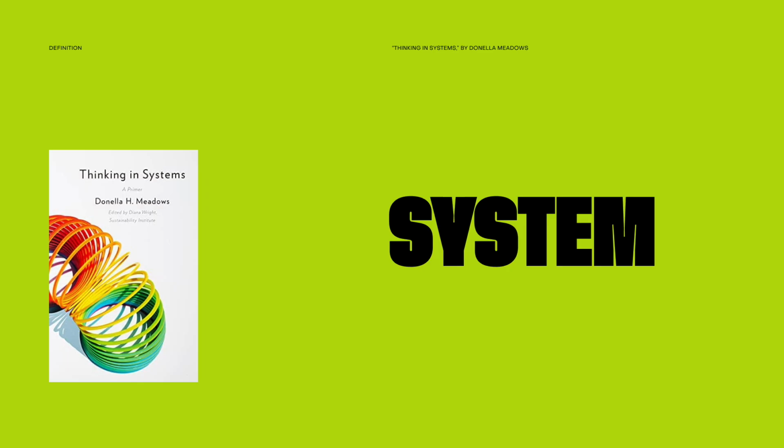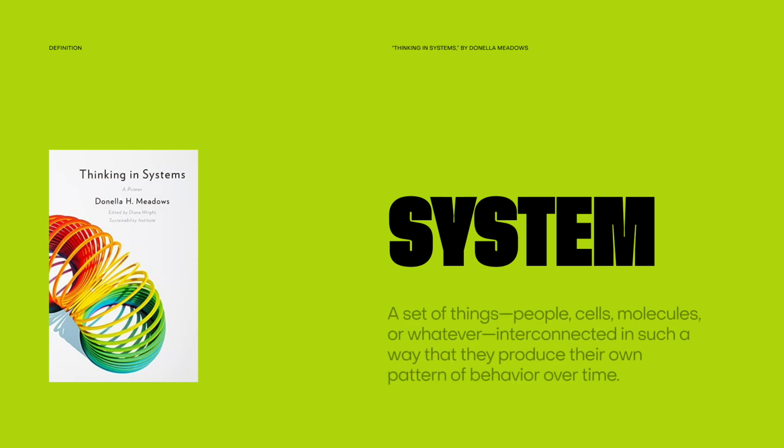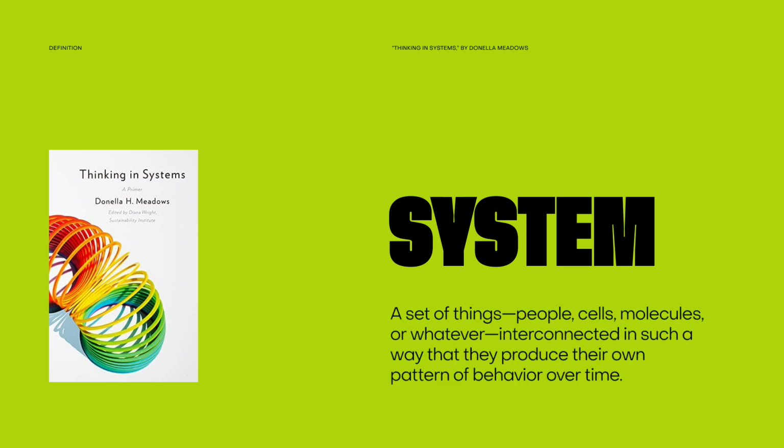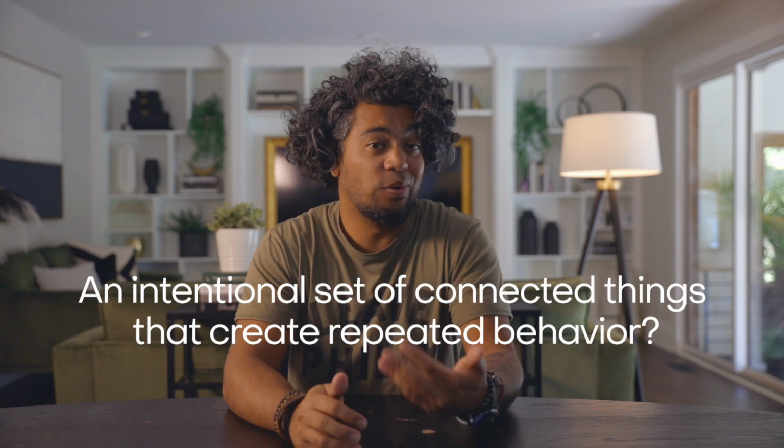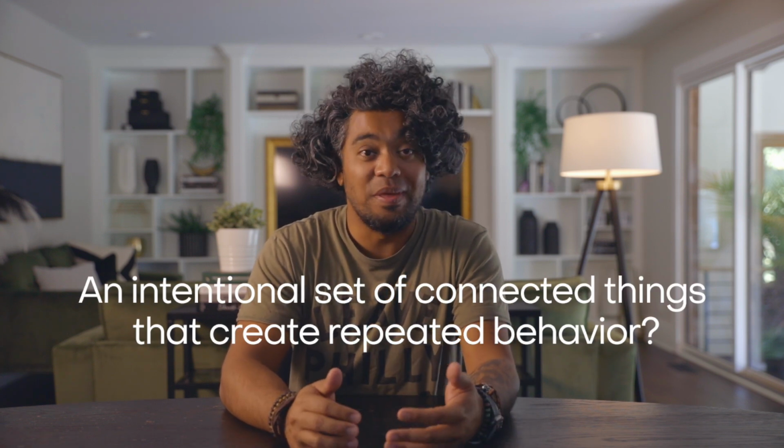My favorite definition of systems comes from this book, Thinking in Systems by Donella Meadows. In this book, Donella Meadows says, a system is a set of things, people, cells, molecules, or whatever, interconnected in such a way that they produce their own pattern of behavior over time. So if we put those two things together, it really says a design system is an intentional set of connected things that create repeated behavior. I mean, that could apply to almost anything, and that's a good thing.